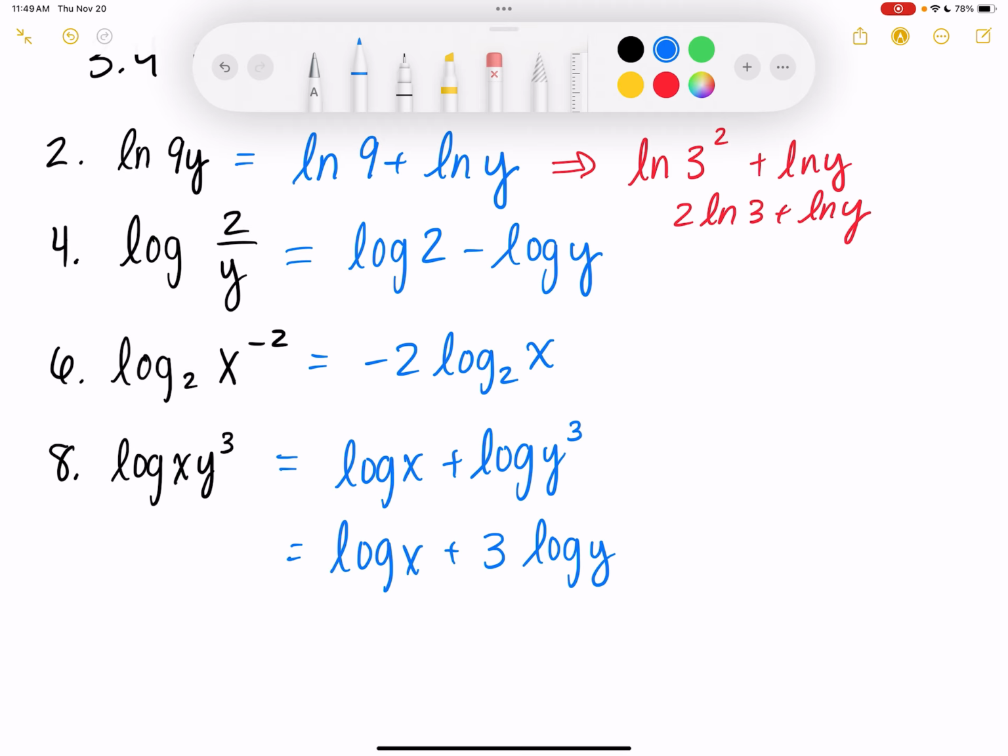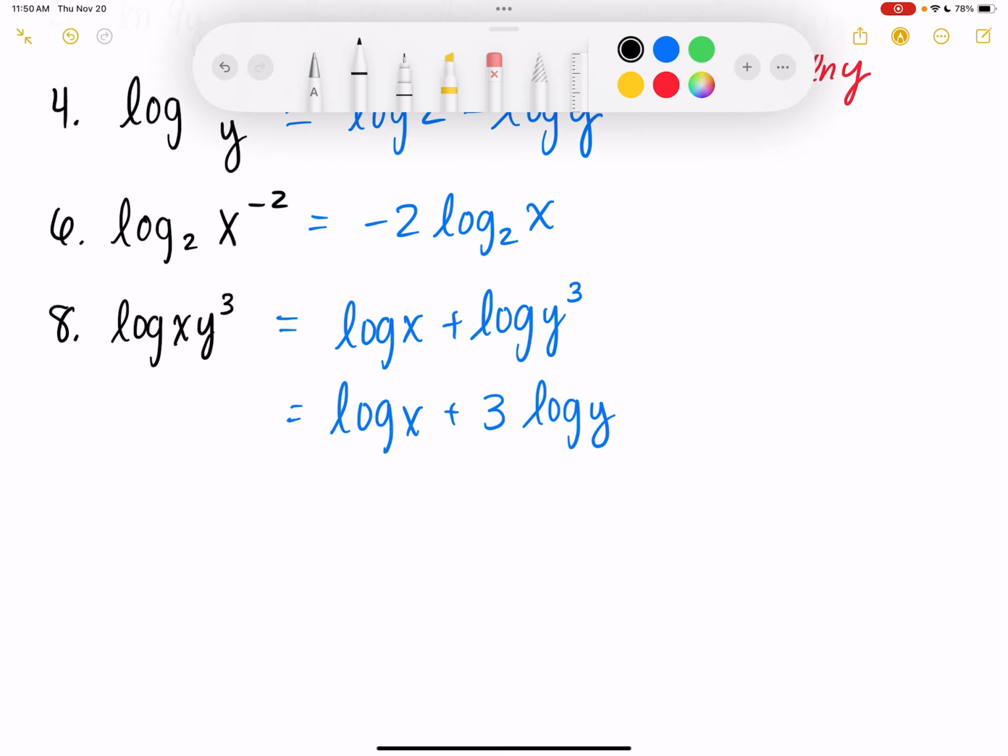Now, if you feel like you can go straight from here to this answer by taking that power and putting it in front, you're welcome to do that. I trust that you know yourself well enough to decide, can I do that or should I do it in steps? It doesn't really matter to me. But I typically will do it in steps just so that I make sure I don't miss something that's going on there.